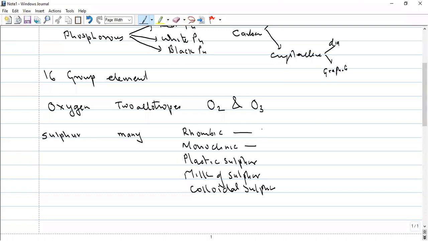Sulfur, as you know, is octatomic. The molecules are made up of 8 atoms. So both are 8 atoms. So rhombic and monoclinic, these are allotropes of sulfur, and both these allotropes are non-metallic.